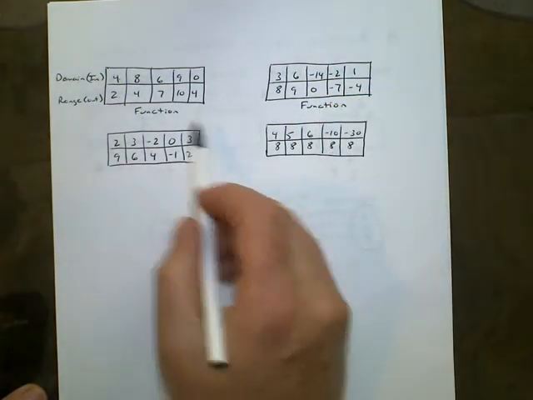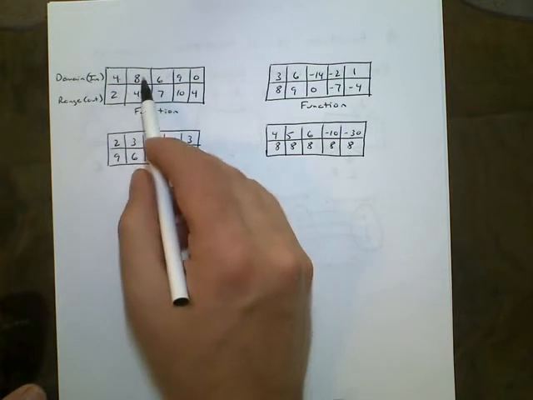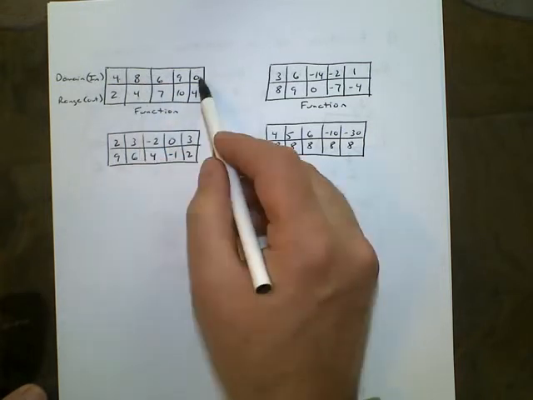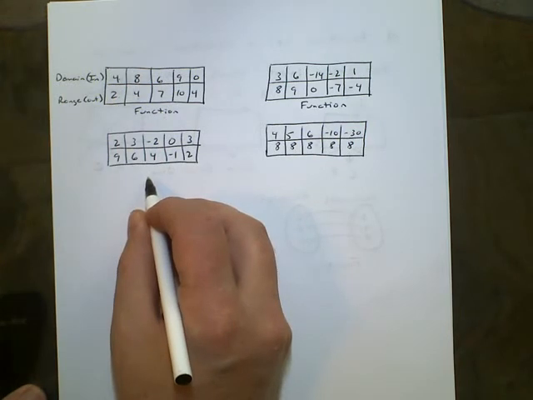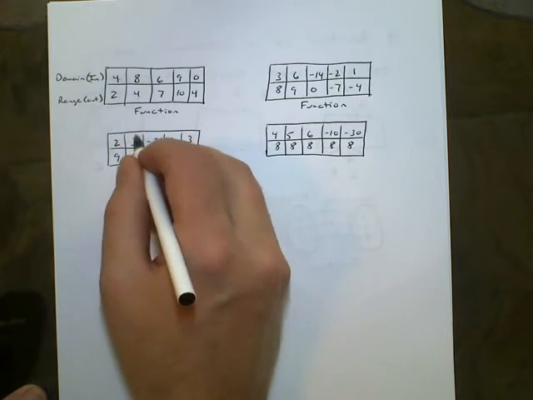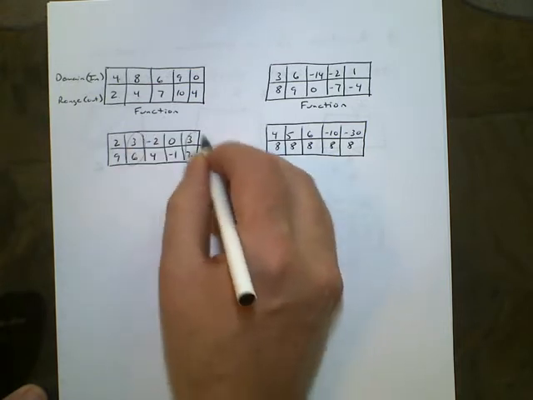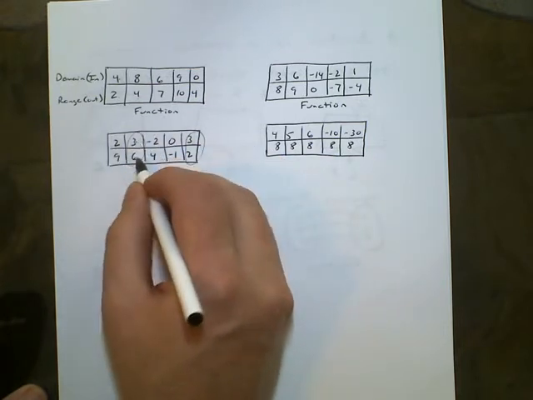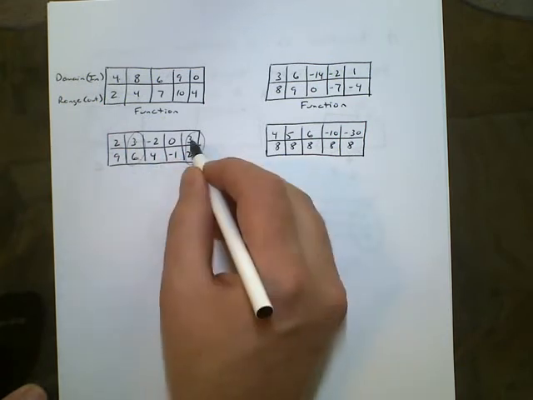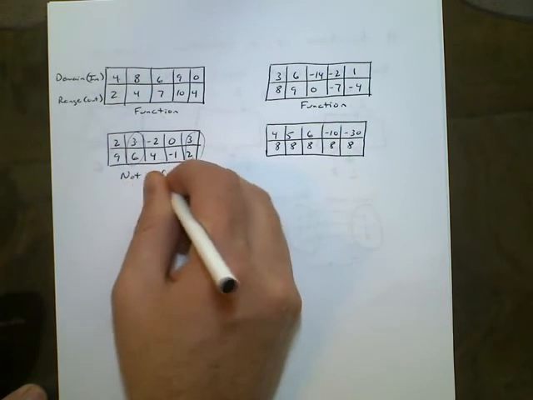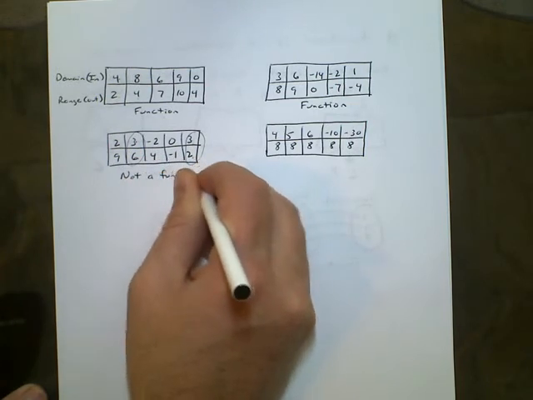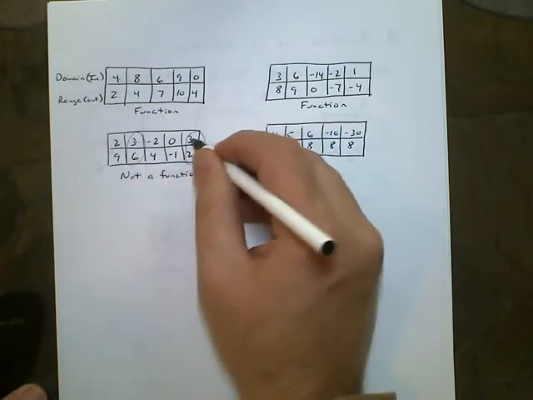Now, a couple of things to make sure that you notice is that you can get the same output. Like here we input 8, got out 4. Here we input 0, got out 4. That's okay. But this particular one is not a function. The reason it's not a function is because of this and this right here. If you input 3 and get out 6 the first time, then you input 3 and get out 2, that means it is not a function because the output is not unique for that input.